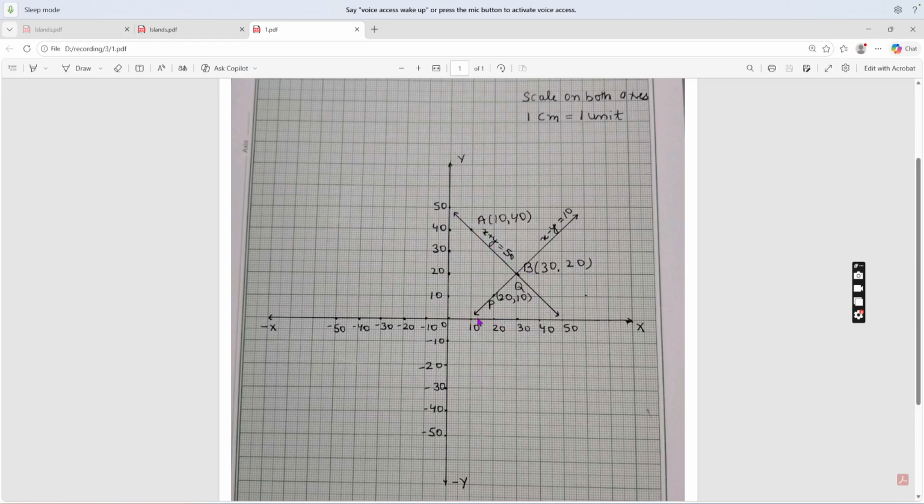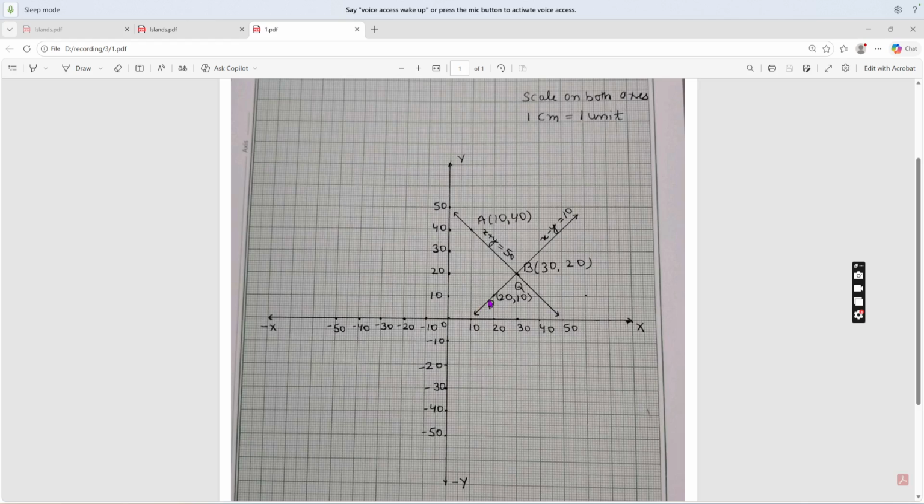Now it is the time to plot the point P. P point is 20 comma 10. It means on x-axis 20 is there and here it is 10. So this point is capital P. Next point is 30 comma 20 after P, that is 30 and here it is 20. So this point is the common point.